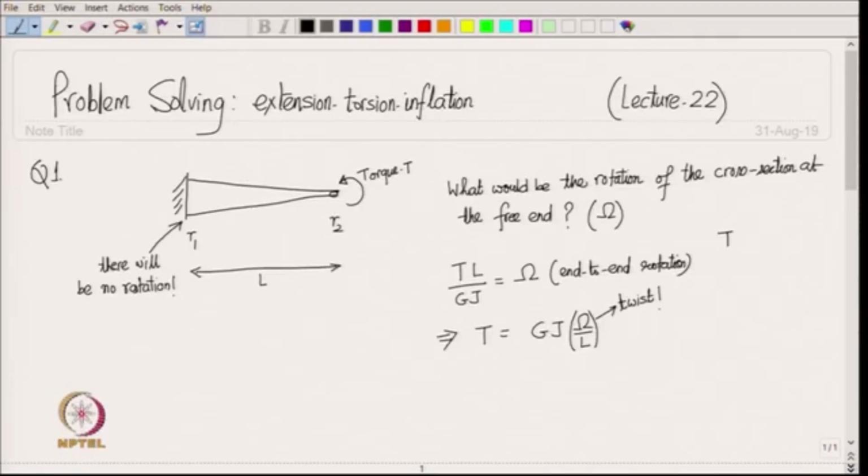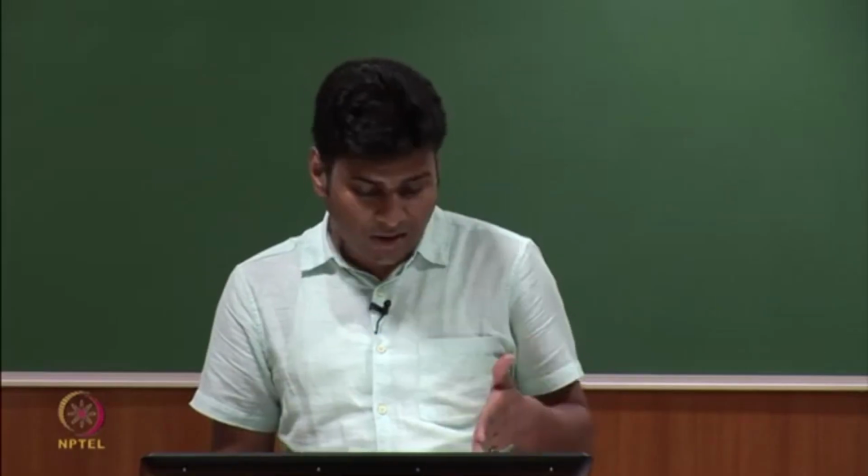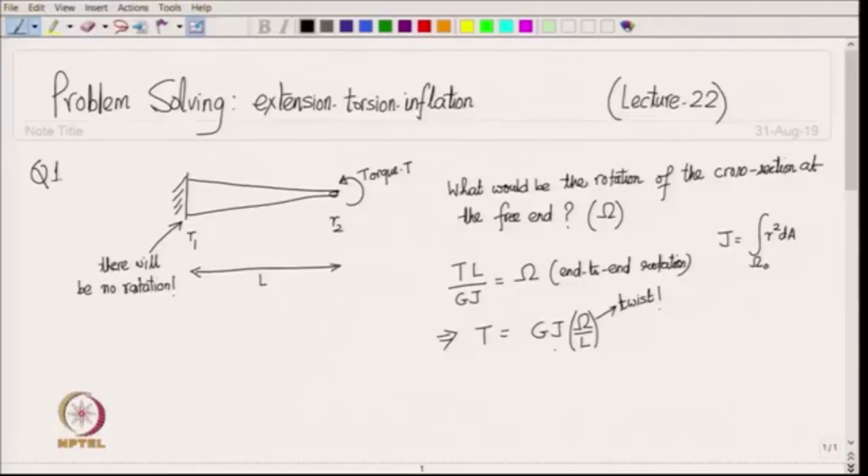But here the cross section is varying, so the J, the polar moment of area, can you recall J, that was the integration of r square dA over the cross section omega naught, right. So, if you change the cross section radius, then the J, the integration of r square over the cross section, will also change. So, J in this case is varying. So, the rate of change of angle will no more be constant.